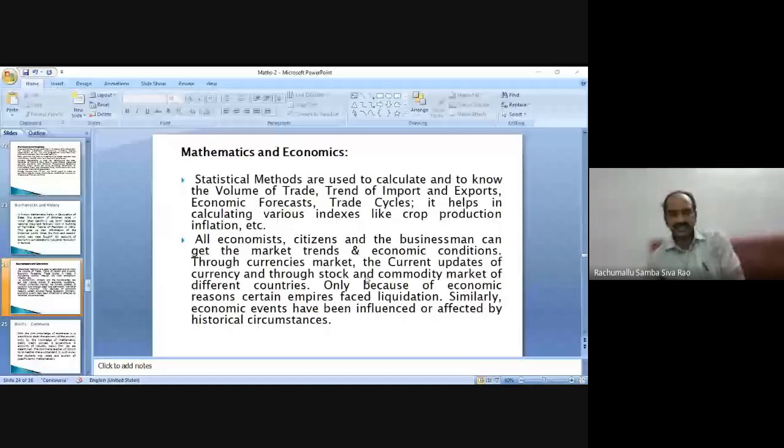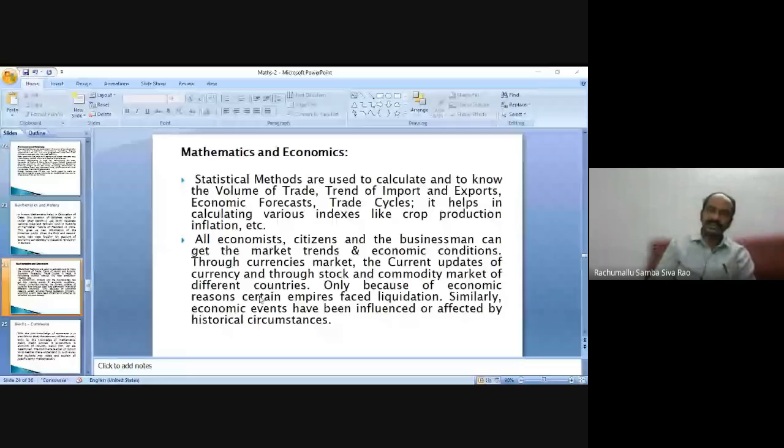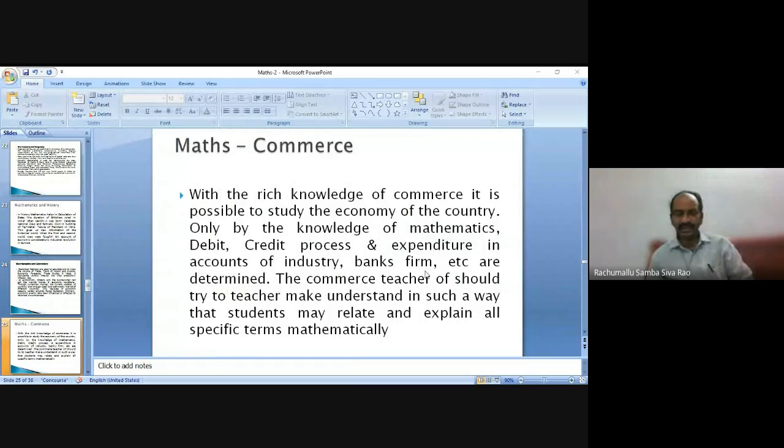Coming to the correlation between mathematics and commerce. With rich knowledge of commerce, it is possible to study the economy of the country. Only by the knowledge of mathematics are debit, credit processes, and expenditure in the accounts of industries, banks, firms, etc., determined. So, without the knowledge of mathematics, we cannot perform any type of commerce, like economics.